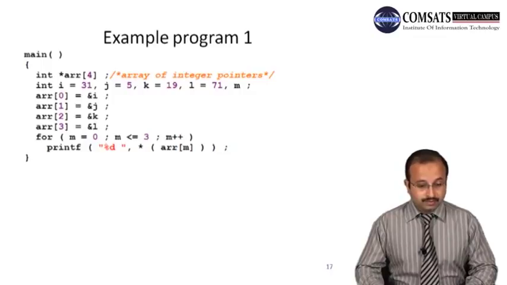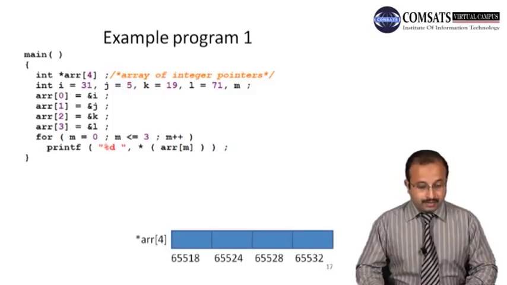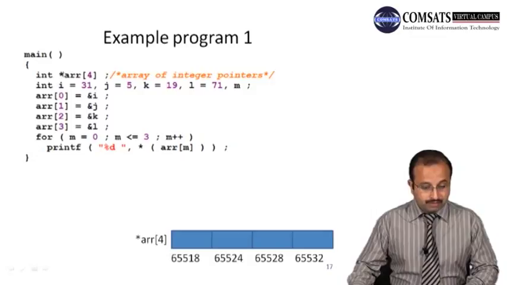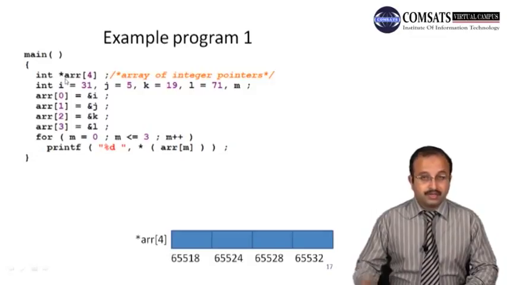So this is a simple program. Let's see the example program 1. So we have an array whose name is ARR. You see a pointer sign over here. This is an asterisk sign over here. This means that this is not an ordinary array.